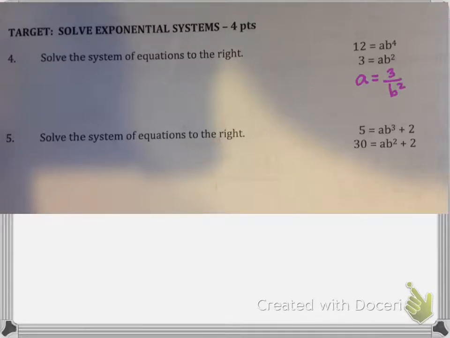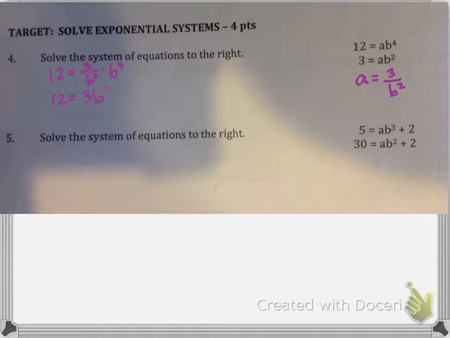So in number 4, the first thing I did was I took that second equation and I solved it for a. So I get that a equals 3 divided by b squared. Then what I'm going to do is I'm going to take that 3 divided by b squared and I'm going to plug it in for a in the other equation. So I get 12 equals 3 over b squared times b to the 4th power is what that should say, which I think it will in just a second.